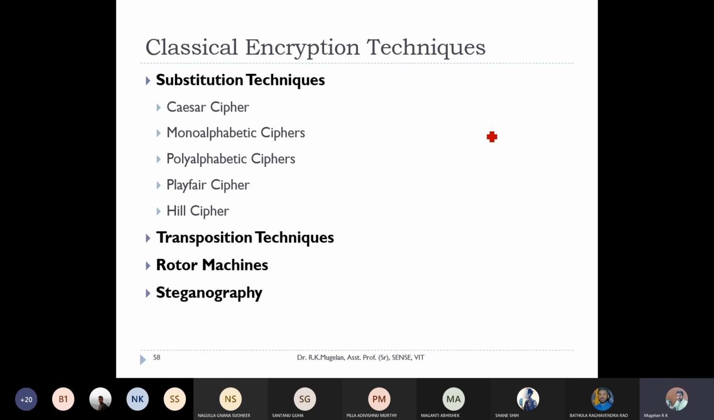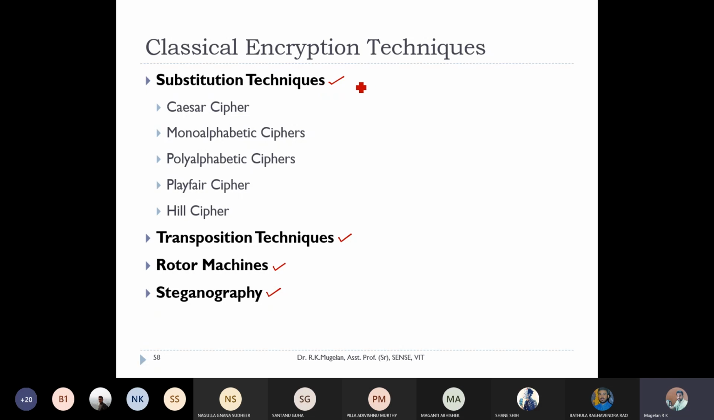We'll start today's session. Last class we discussed different service mechanisms and services, right? Today we move on to some of the classical encryption techniques, some breakthrough techniques which have been found in the history of cryptography. We'll be starting with substitution techniques, then we move on to transposition techniques, then rotor machine and steganography.